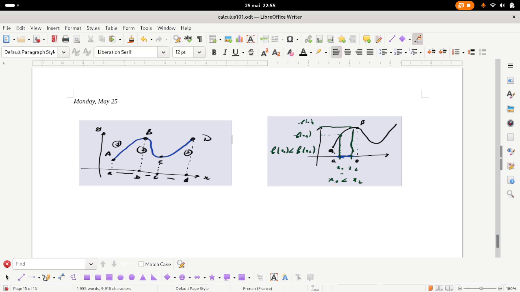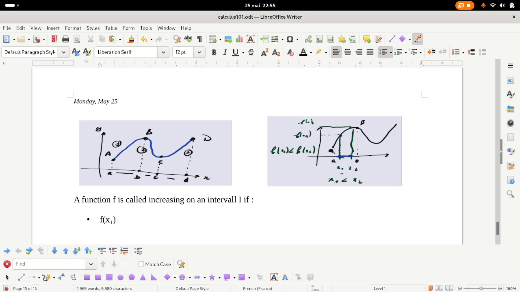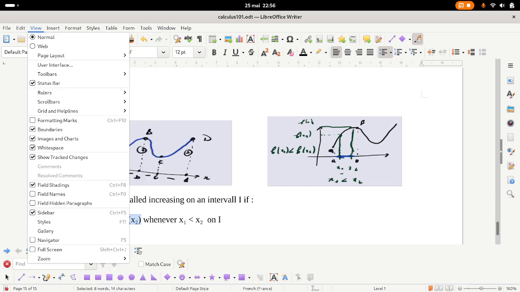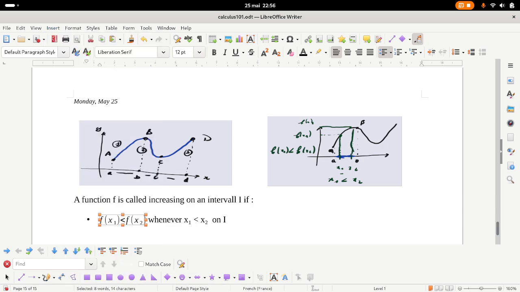And now we will write the definition. A function f is called increasing on an interval E if f(x1) is strictly under f(x2) whenever x1 is strictly under x2 on E. Okay, it is the example we just saw.